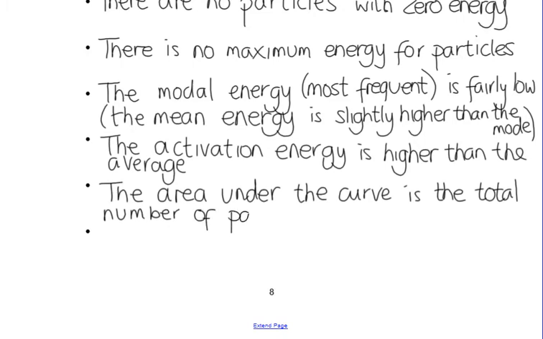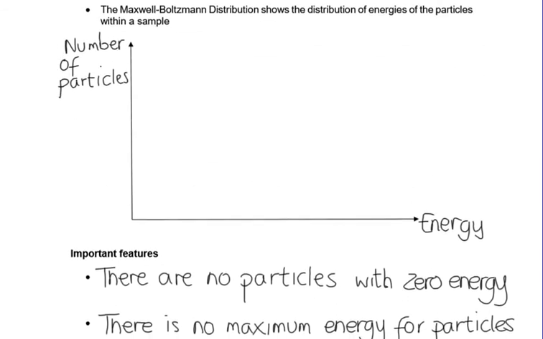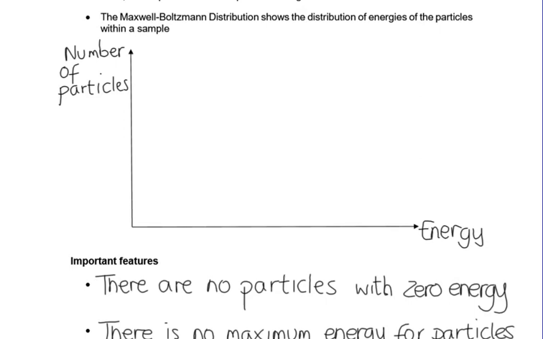And I'm going to leave the last bullet point for now because that's something we're going to add on in a minute. So we need to remember what we said. We're going to start at the origin, no particles with zero energy. Our peak is going to be to the left because the modal energy is quite a low energy. So it's going to go up quickly and then come down much less steeply, at a much slower rate. It's going to look very similar to that test distribution we just had. It's going to go up quickly and down much more steadily.